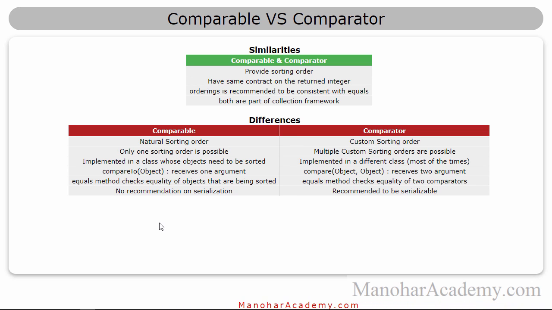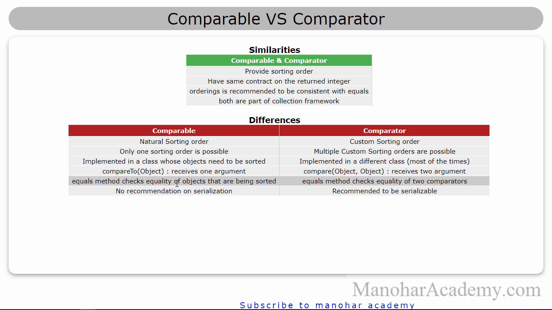Also, in case of comparable, we are overriding a compareTo method which receives only one object, that is the other object that has to be compared to the current object. But in case of comparator, we always receive two objects and we say which one should come first, which one should come next.